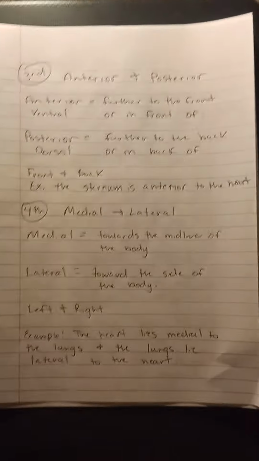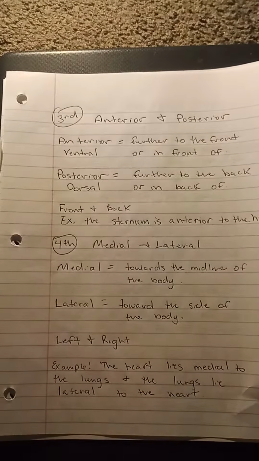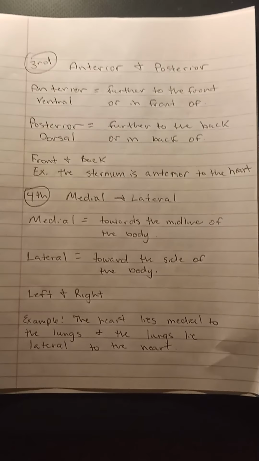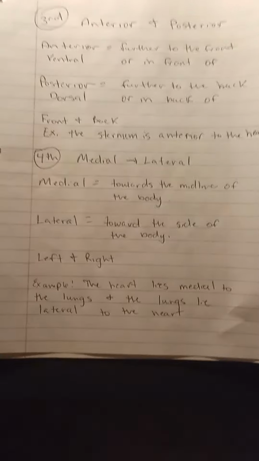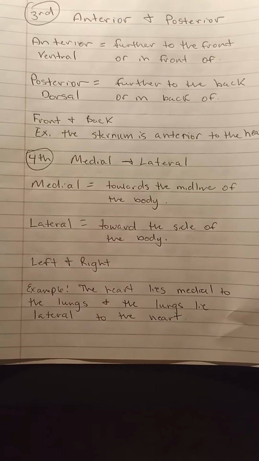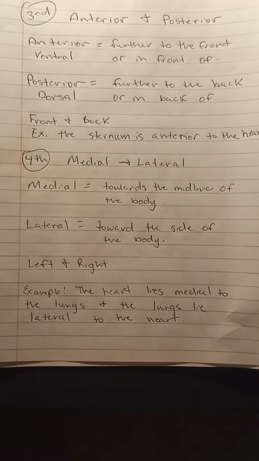Then the next set of terms is medial and lateral. Medial means towards the midline of the body, and lateral means towards the side of the body, or you could say left and right. An example of medial and lateral is the heart lies medial to the lungs, and the lungs lie lateral to the heart.